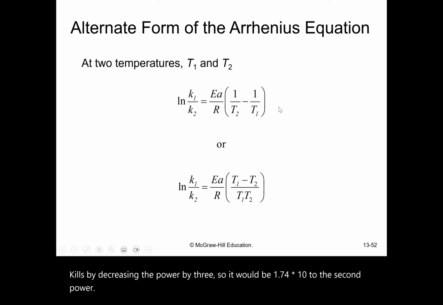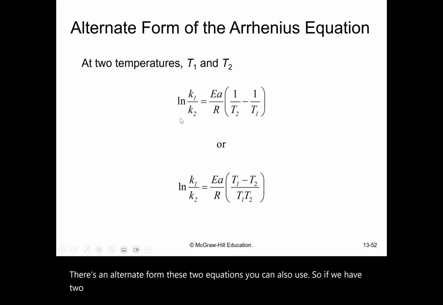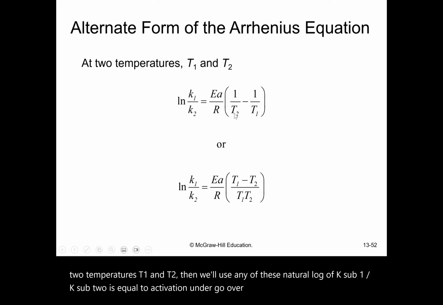There's an alternate form. These two equations you can also use. So if we have 2 temperatures, T1 and T2, then we'll use any of these. Natural log of K sub 1 over K sub 2 is equal to activation energy over R times 1 over T2 minus 1 over T1. And you can also use this equation.